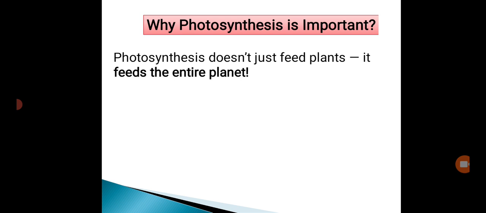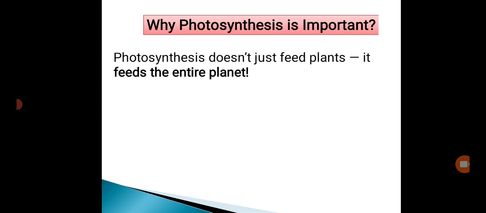So what are the main functions of photosynthesis? As we know, it produces food material. It enables plants to produce glucose, that is the food, using sunlight, carbon dioxide and water. This food serves as the primary energy source for all the living organisms on the earth. Then oxygen release. Photosynthesis releases oxygen as a byproduct, which is essential for the respiration of most of the living beings on the earth.